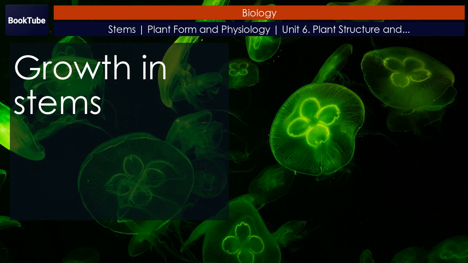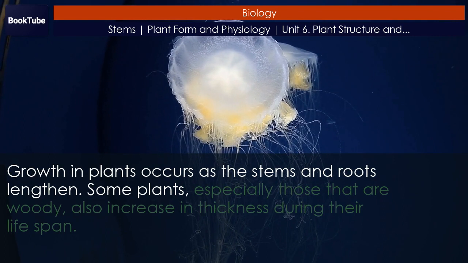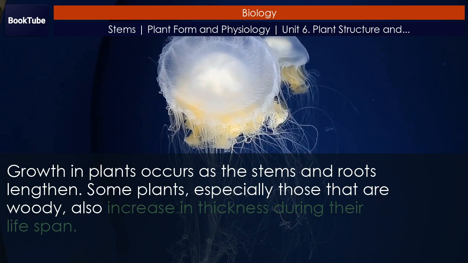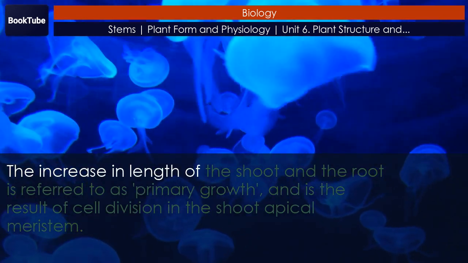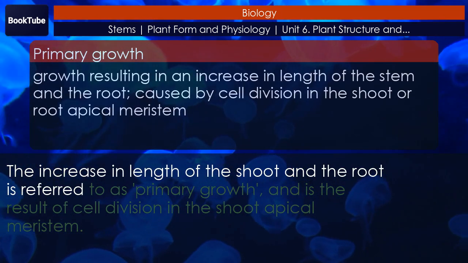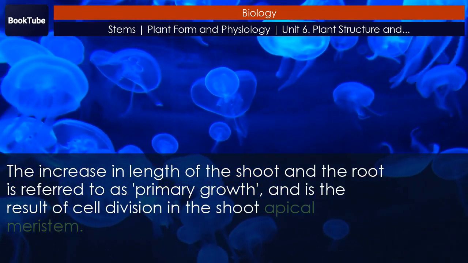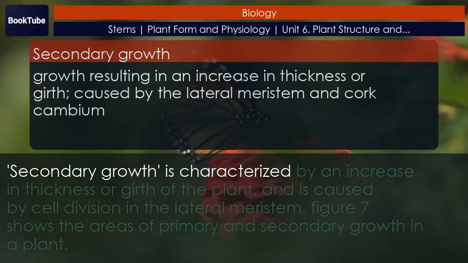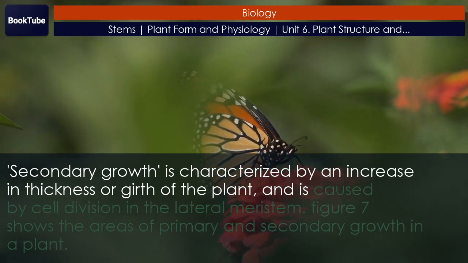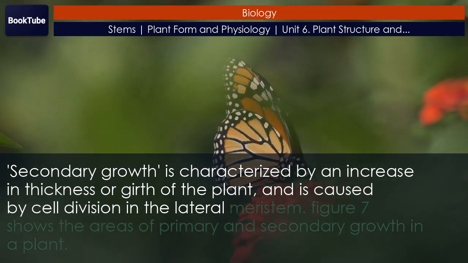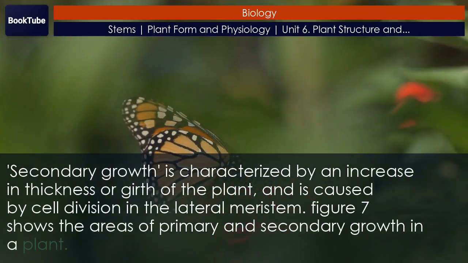Growth in stems. Growth in plants occurs as the stems and roots lengthen. Some plants, especially those that are woody, also increase in thickness during their lifespan. The increase in length of the shoot and the root is referred to as primary growth, and is the result of cell division in the shoot apical meristem. Secondary growth is characterized by an increase in thickness or girth of the plant, and is caused by cell division in the lateral meristem. Figure 7 shows the areas of primary and secondary growth in a plant.